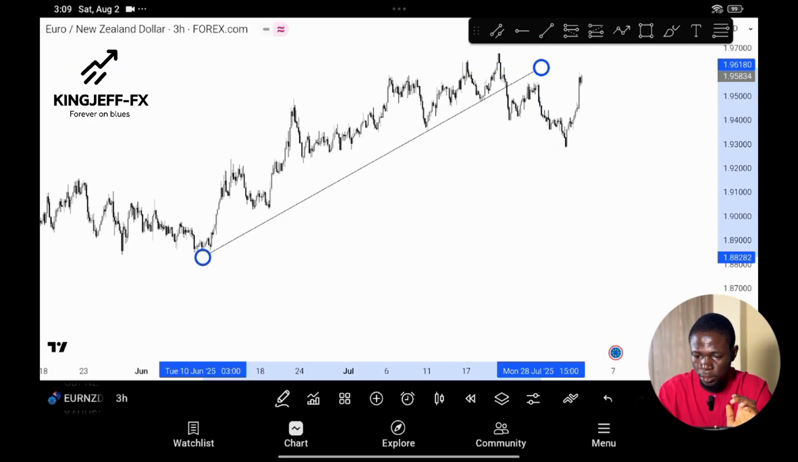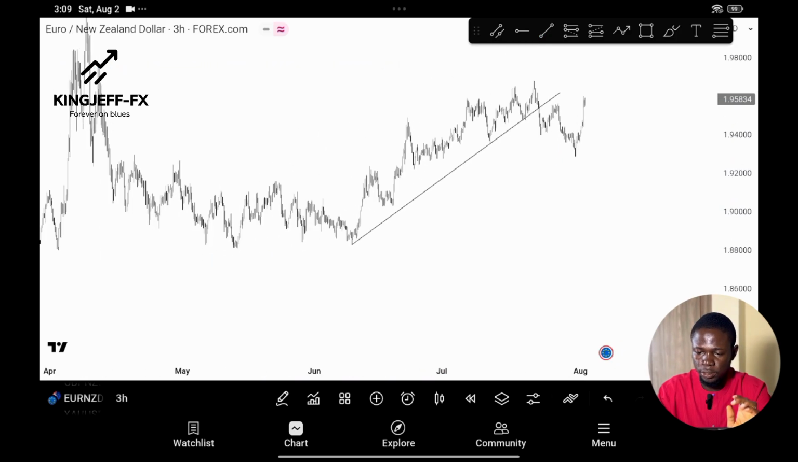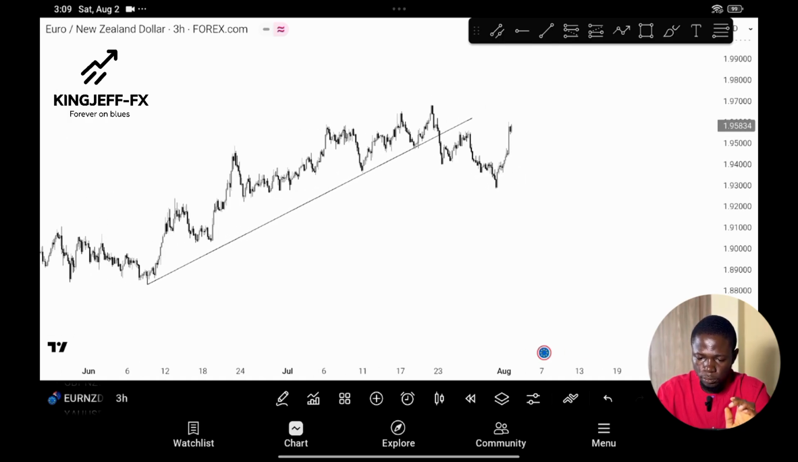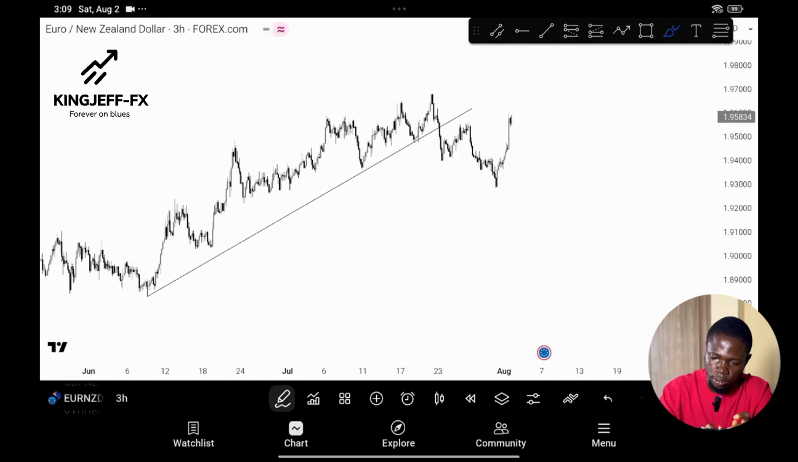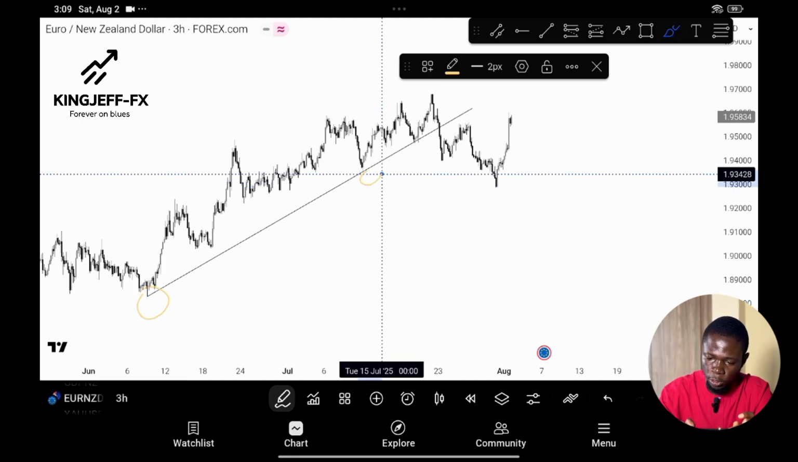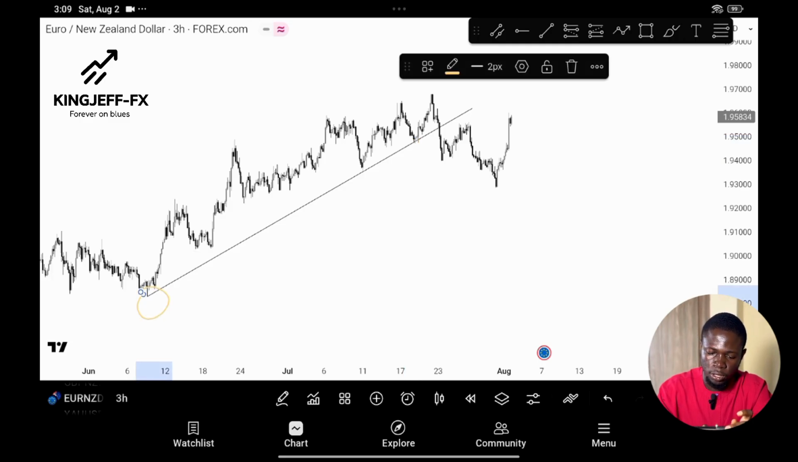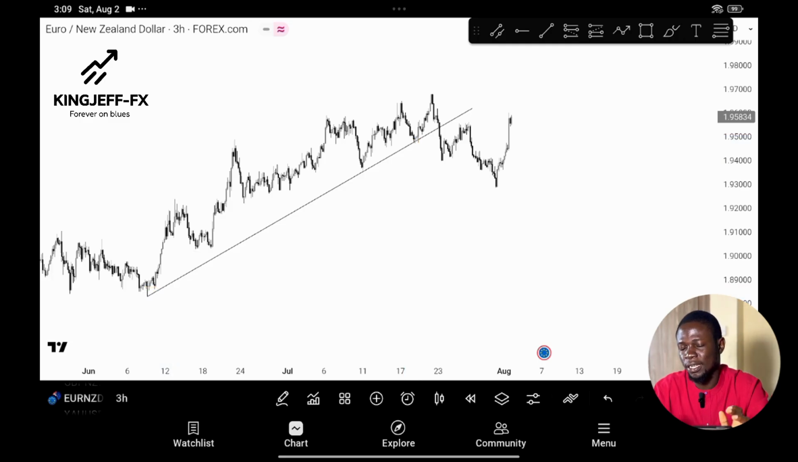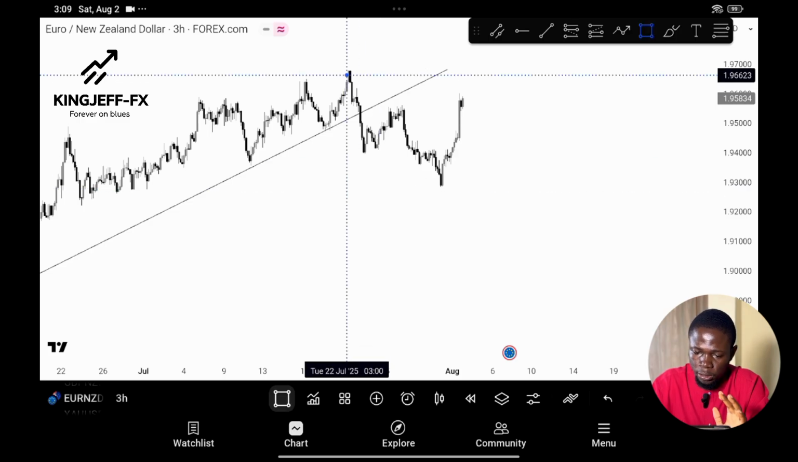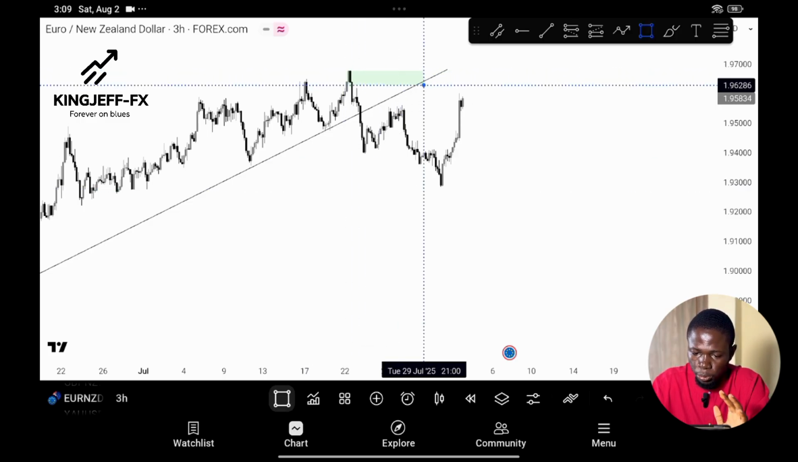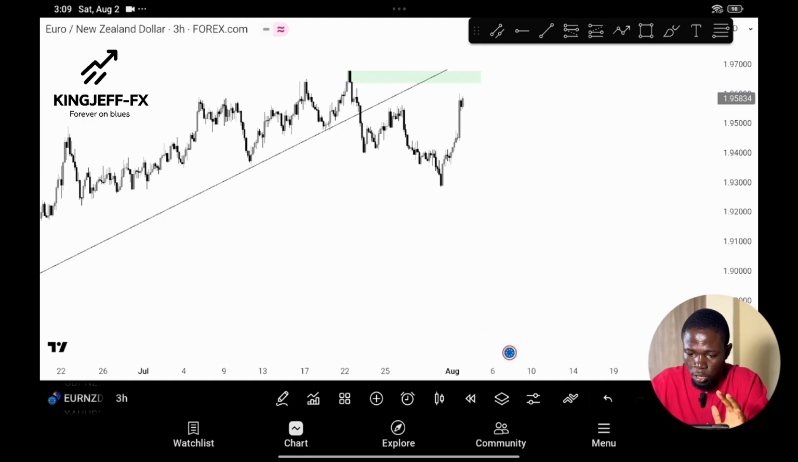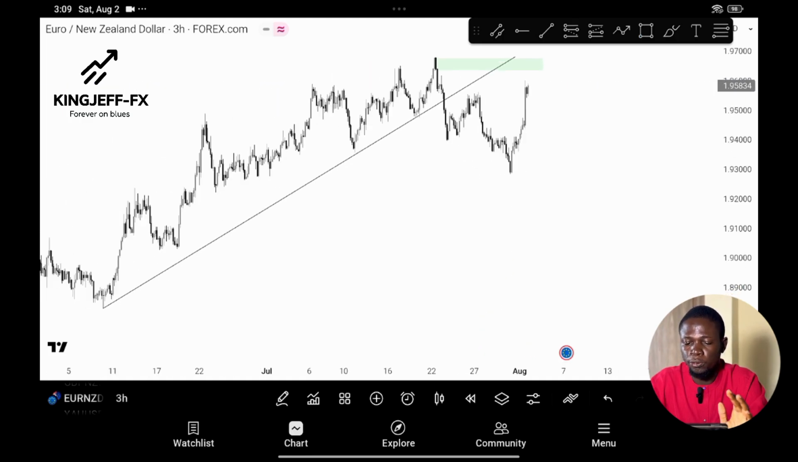I'm going to zoom out, zoom in a little bit so you can see what I'm doing. So I will say this is my A, this is my first touch, this is my second touch, and this is my third touch. Do you understand? And what you should look out for now is a retest of that trend line. Looking at this chart, we are on the 3 hour time frame, and this is the other block of the 3 hour time frame. You understand?